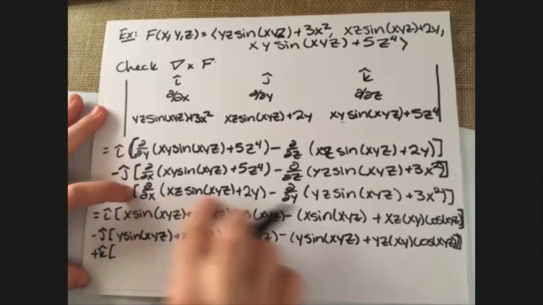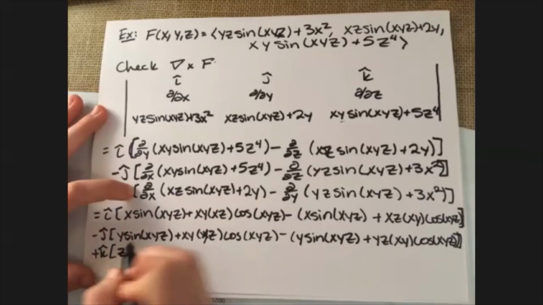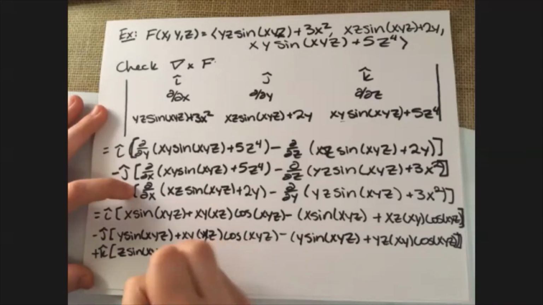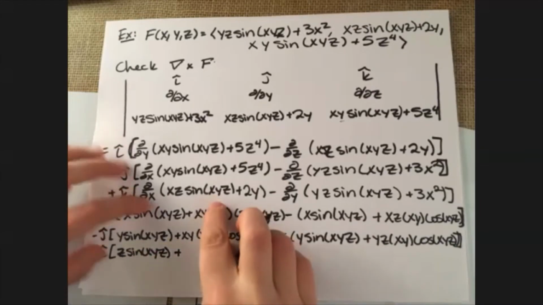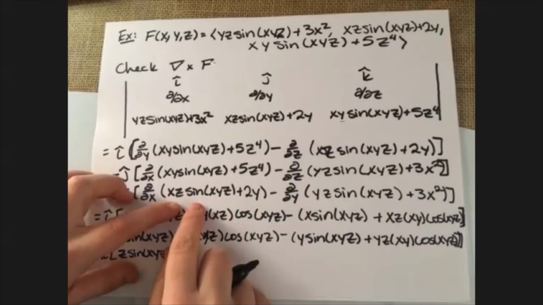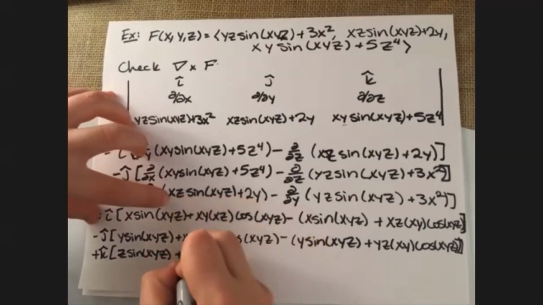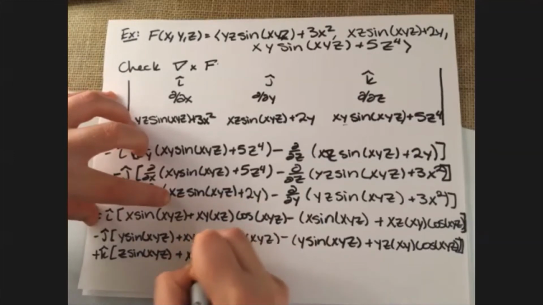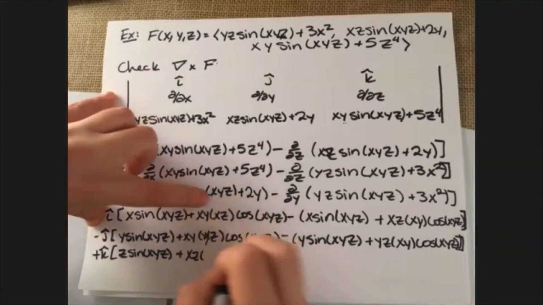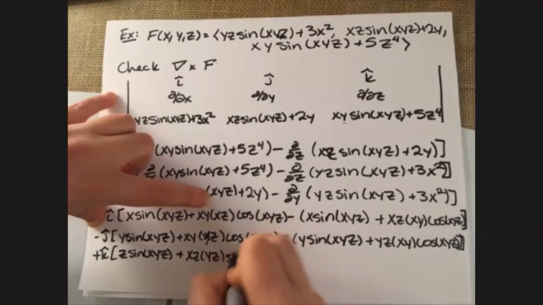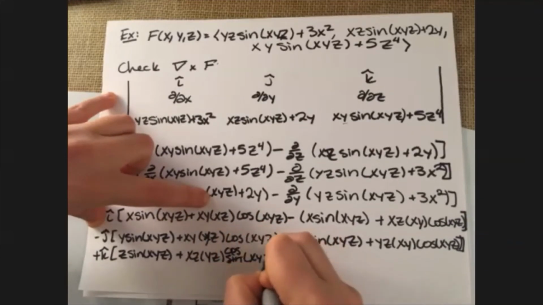I'm going to take the derivative of this with respect to x. That's going to give me z sine of xyz plus the derivative of xz times the derivative inside with respect to x, yz, sine of x y, oops, nope, cosine xyz.